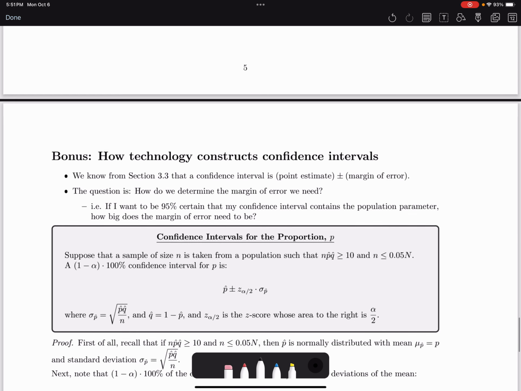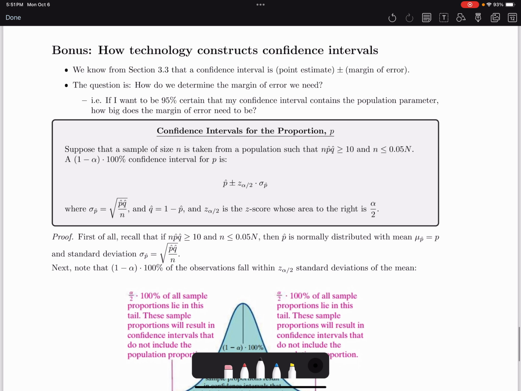Okay. I want to give you a little bit of a bonus section here, talking about how technology constructs confidence intervals. I think we finally have enough understanding and notation to talk about this. We began this discussion in the previous section where we talked about how the way that technology constructs a confidence interval is that it first calculates a point estimate, which we already know how to do, and then it calculates a margin of error, which we don't know how to do.